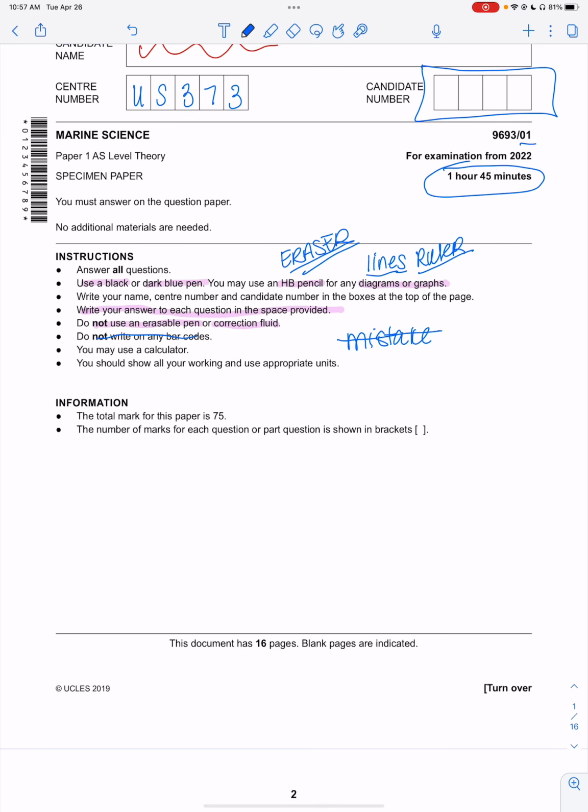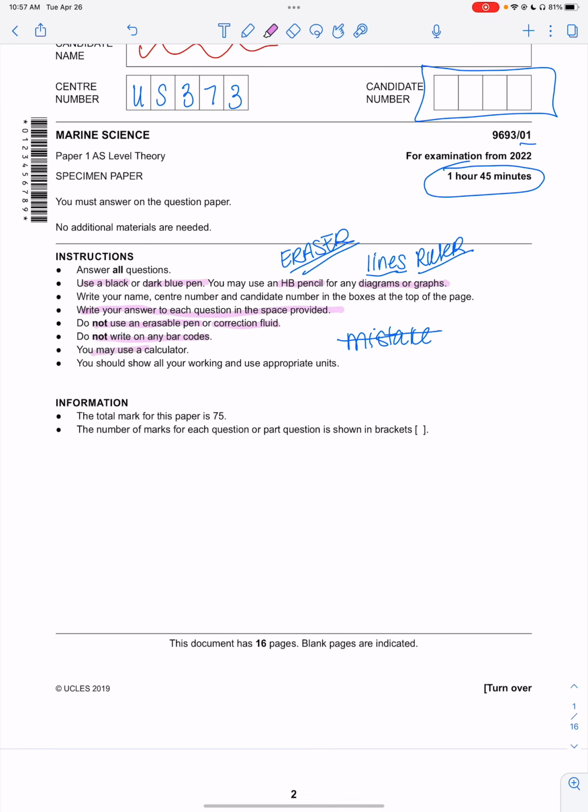Do not write on any of the barcodes. So you don't want to write out of the area either. And I showed you in class what that looks like. They're going to scan it, so you won't write out of the area. I'm confident you won't. But in case you're daydreaming, you don't want to do something like this. No writing on the barcodes.